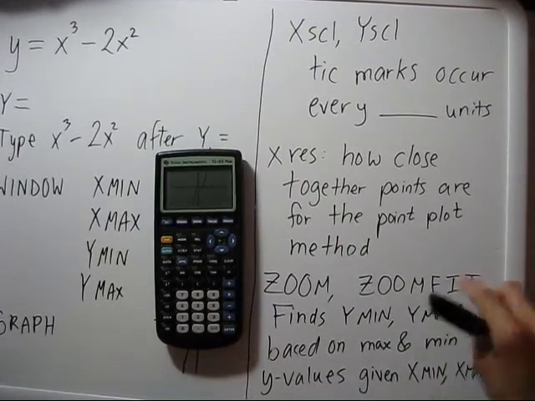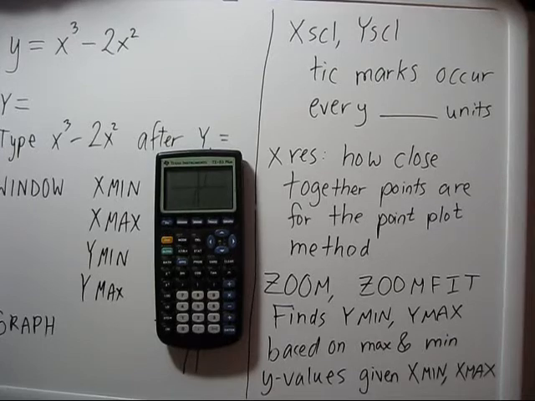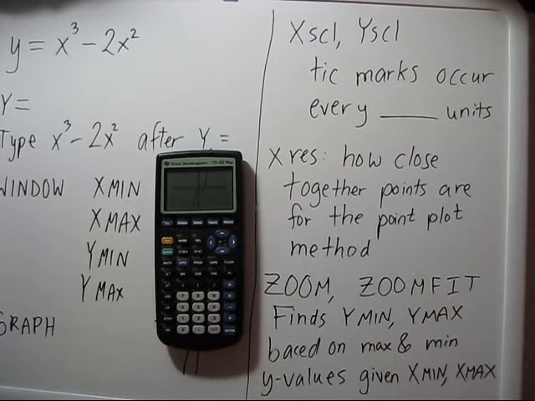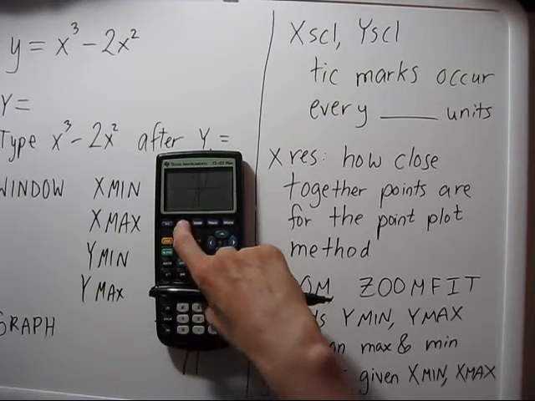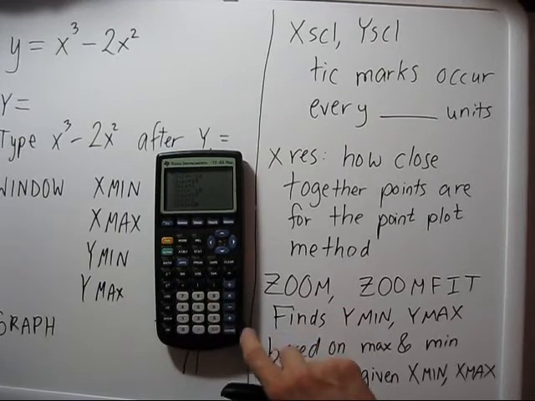So let's talk about X res. Your calculator is using the point plot method. It generates probably hundreds at least of points and then connects them. X res says how close these points are together that they're going to connect. So let's go to window and change X res to 8 and see what happens.